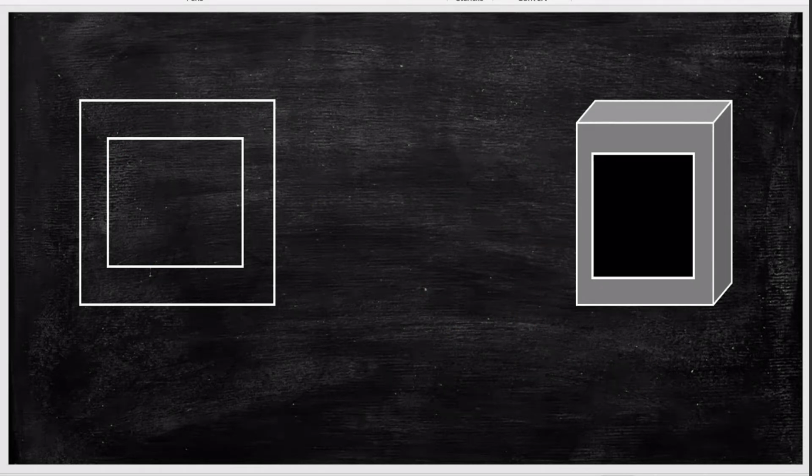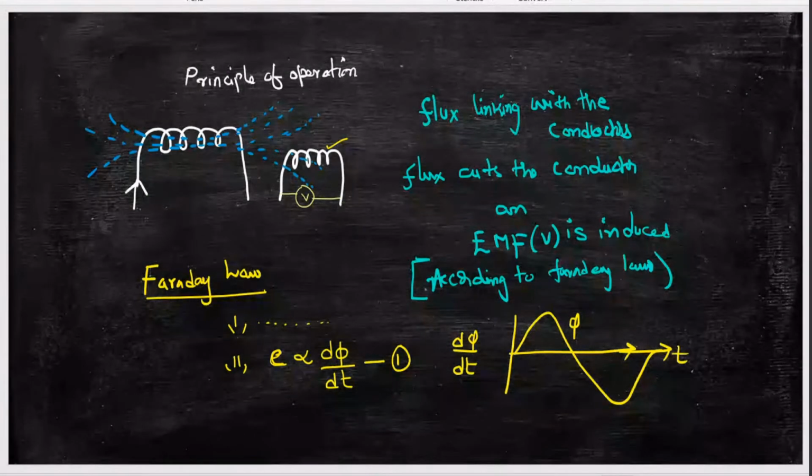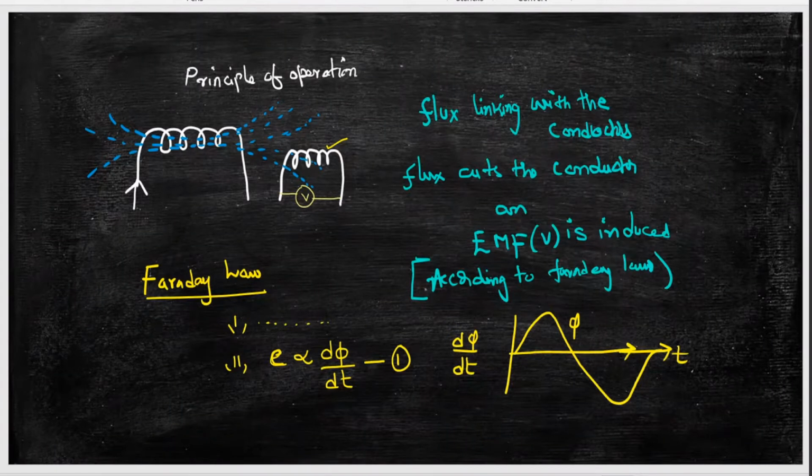Now, see here, what have we done? We have brought a conductor 2. Suppose this is conductor 1 or coil 1 and this is coil 2. Coil 1 and coil 2 are brought nearer, and the medium by which this flux is traveling to coil 2 is air. Air is the medium between these two coils.